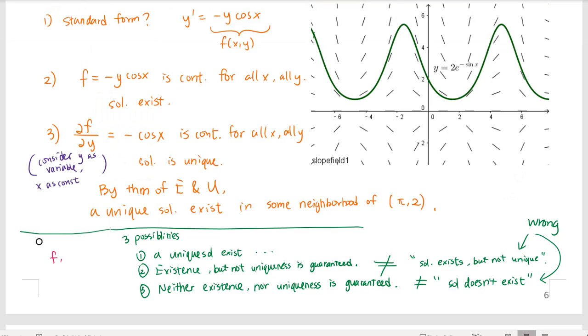When do we have a unique solution exist? That is when f and partial y are continuous. Then you get existence but not uniqueness when f is continuous, but partial y is not continuous. Then you get neither existence nor uniqueness guaranteed when f and partial y are both not continuous. So far, so good, everyone?